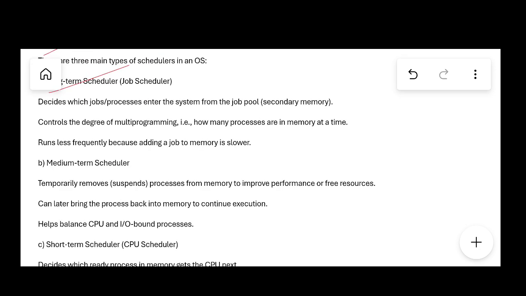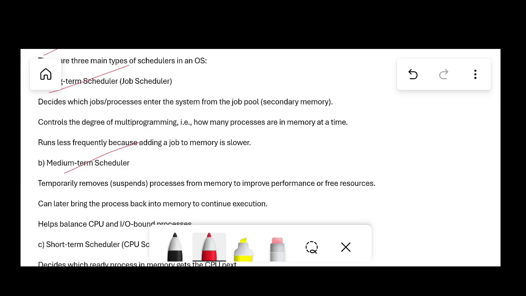Then the medium term scheduler. Basically sometimes the club is too crowded. So the manager asks some people to step outside temporarily. Later they can come back. In OS terms, it suspends processes from memory and resumes them later, and helps balance CPU bound and IO bound processes, so no one slows down the system.